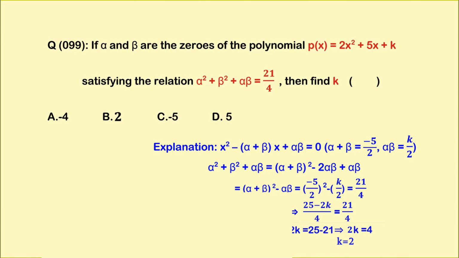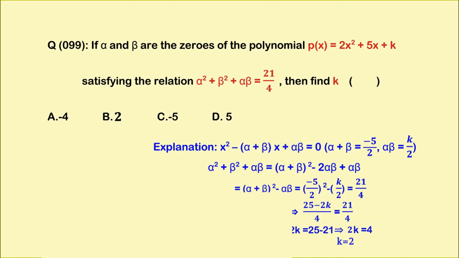Question number 99. If alpha and beta are the zeros of the polynomial p of x is equal to 2x square plus 5x plus k, satisfying the relation alpha square plus beta square plus alpha beta is equal to 21 by 4, then find the value of k. We know the formula to get a quadratic equation by the roots is x square minus (alpha plus beta) x plus alpha into beta is equal to 0. Taking the values from the given expression, p of x is equal to 2x square plus 5x plus k, a is 2, b is equal to 5 and c is k. Substitute the values: alpha plus beta is equal to minus b by a, so the value will be minus 5 by 2, and alpha into beta, that is c by a, will be k by 2.